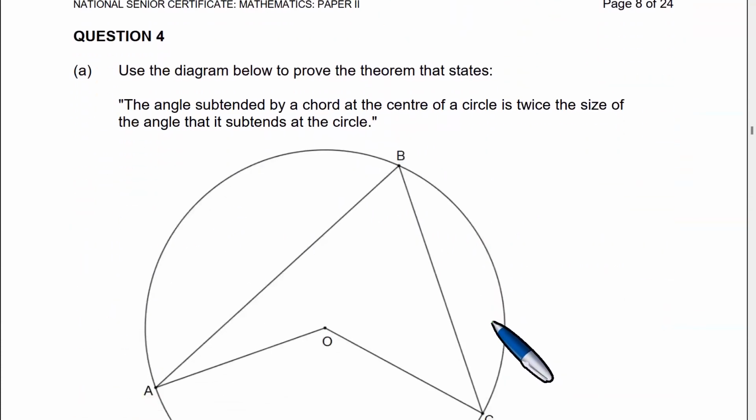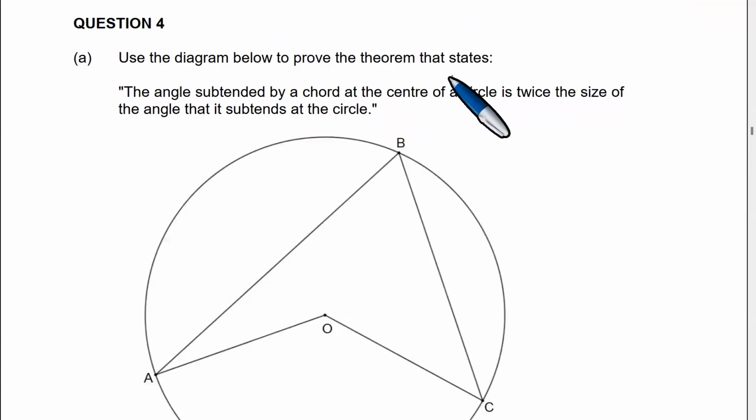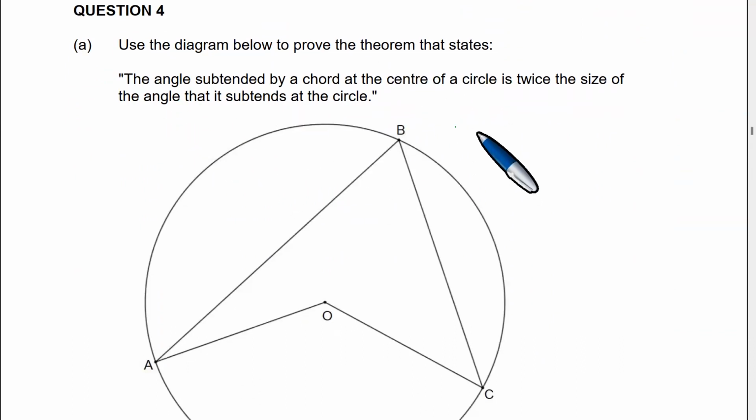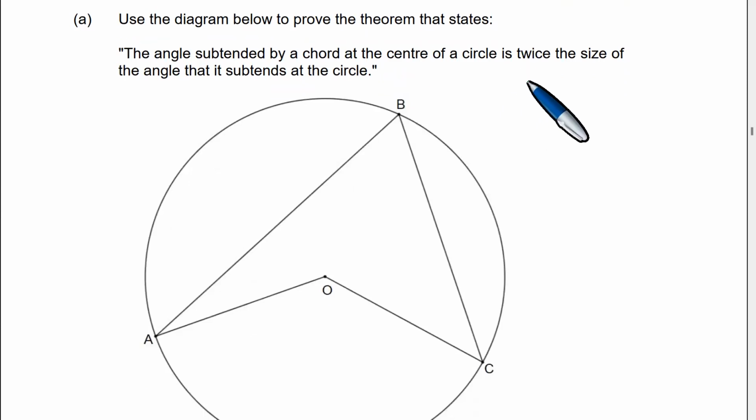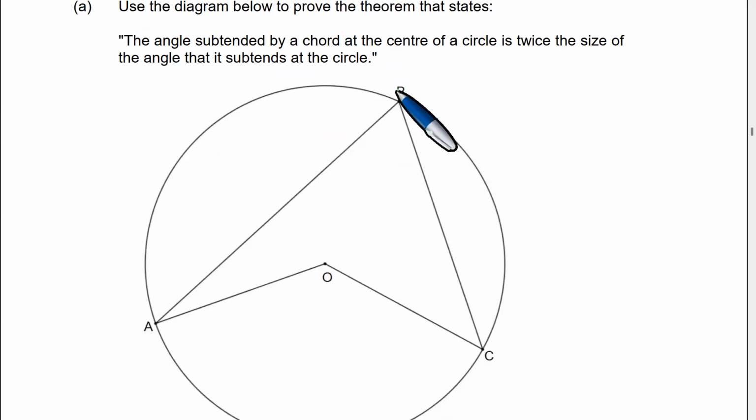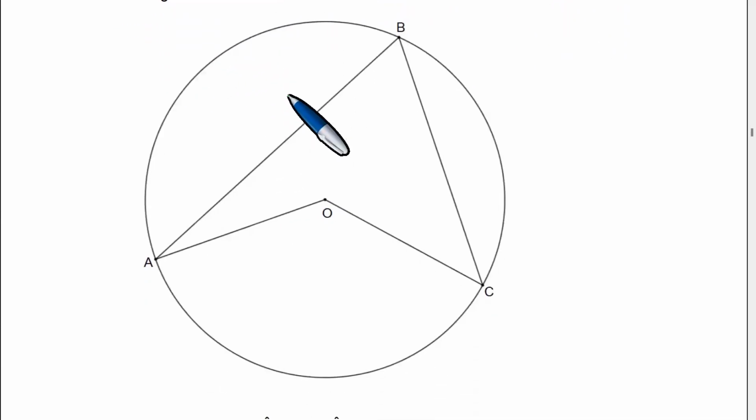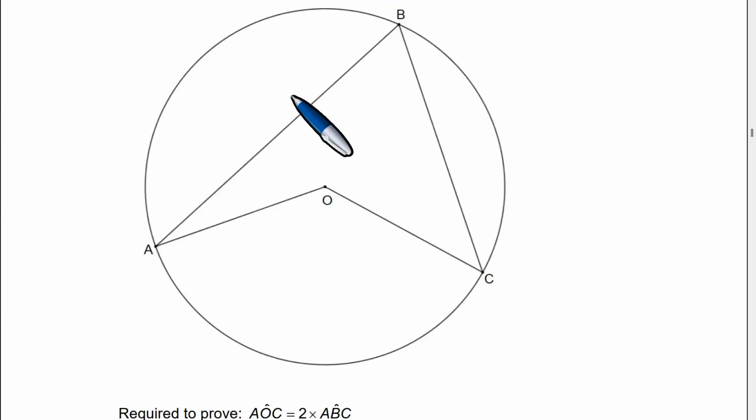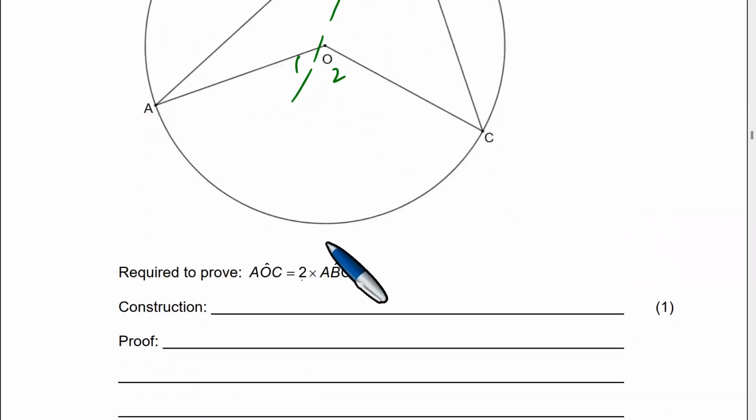Let's repeat the questions. Okay, let's look at question 4. Use the diagram below to prove the theorem that states that the angle subtended by a chord at the center of a circle is twice the size of the angle that it subtends at the circle. So let's look at this. We need to perform a construction here.